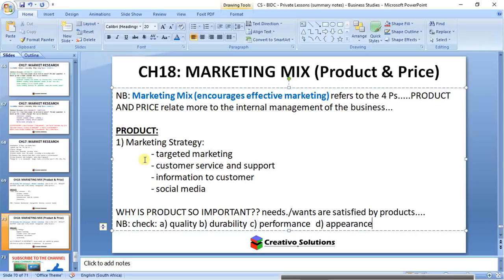Right, so are the marketers at Apple going to have a hard time promoting the products? Not at all. Marketing Apple products is probably the easiest thing to do on the planet. Why? Because quality is good, durability is good, performance is good, appearance is good. There's your four categories in terms of what makes the product so important.